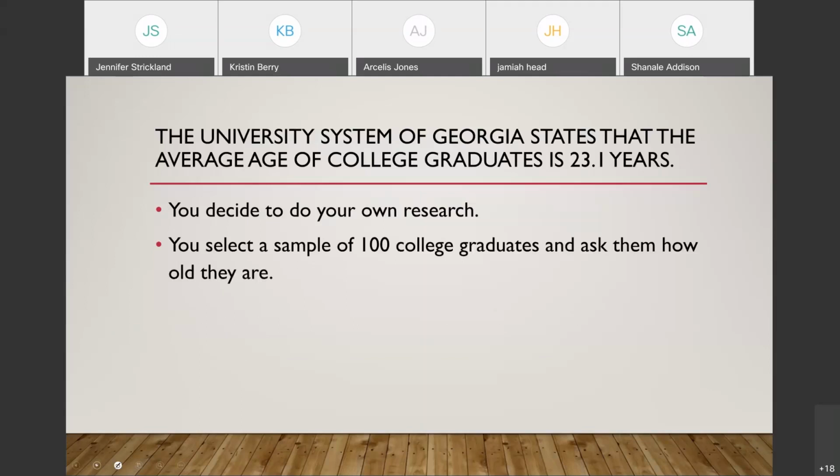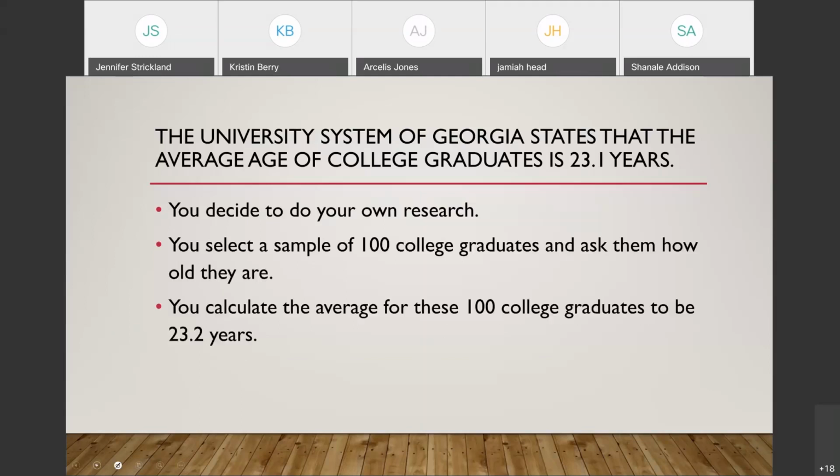So you might say, okay, we'll pick 100 students. And you're going to go to those 100 students and ask them how old they are after they've graduated. Let's say that you calculate the average for these 100 college graduates: you add up all your ages, you divide by 100, and you get 23.2. So University System of Georgia said the average was 23.1. You did your own research. You came up with 23.2.